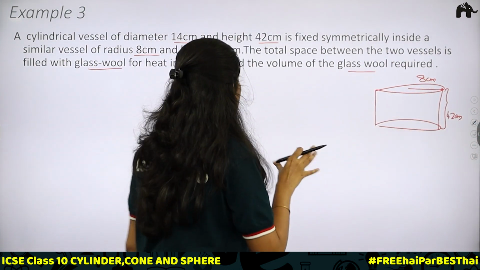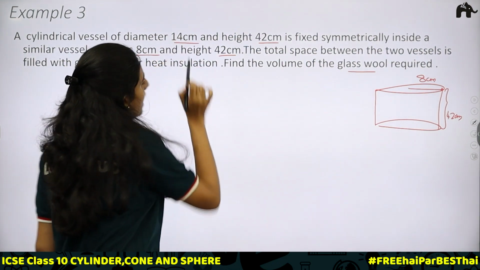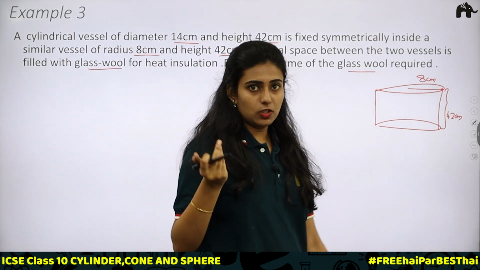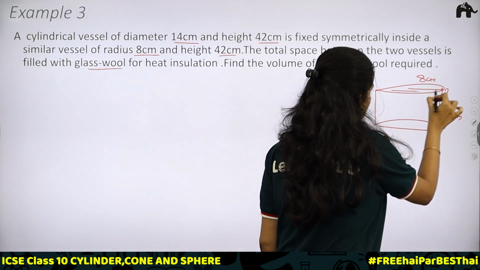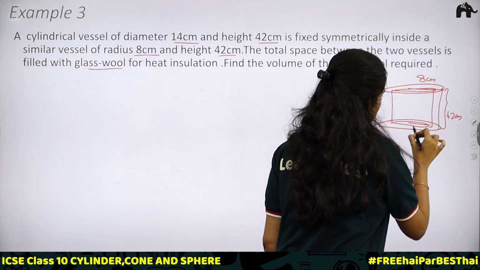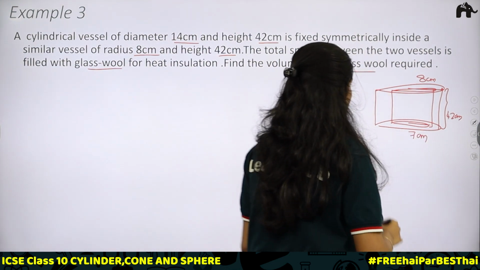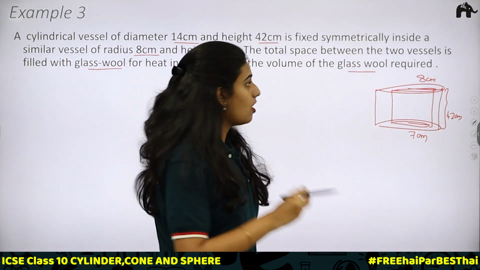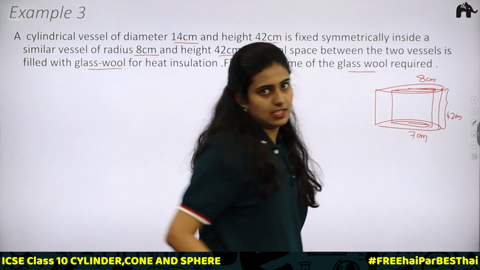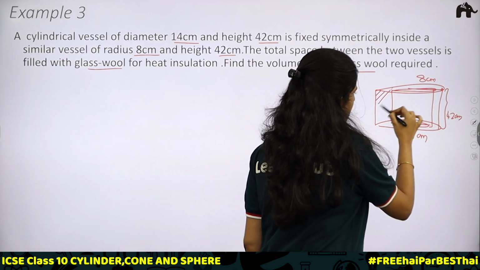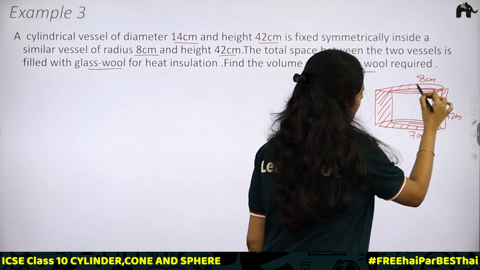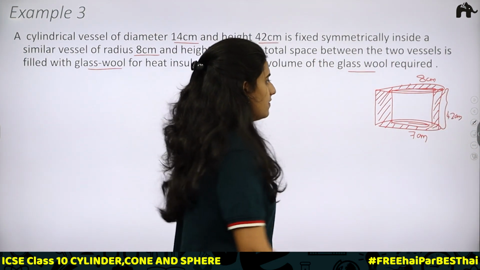Within this, another cylinder is fixed whose diameter is given 14 centimeter. If diameter is 14 centimeter, radius will be equal to 7 centimeter. So here you have the second cylinder within this, whose radius is 7 centimeter. We need to find the volume of glass wool. Glass wool is filled within the region between these two cylinders. Okay. That is, this portion you will be having the glass wool filled. Let's find the volume.